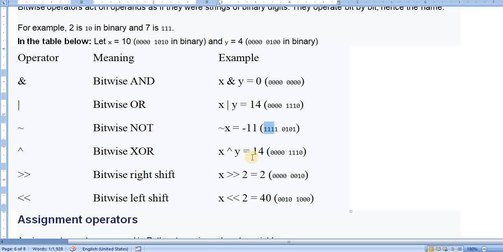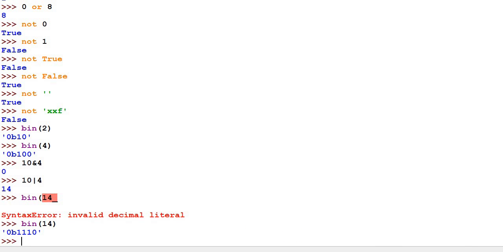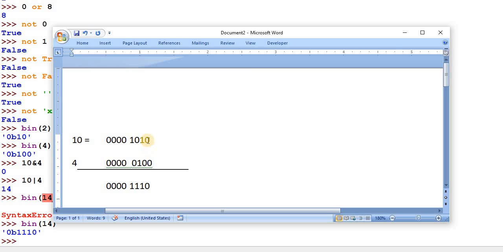Bitwise XOR operator. In the bitwise XOR operator, if the number of true bits is odd, it returns the true value, otherwise it returns false. So here you can check the XOR operator. Here it will return 1, and here 0, because the number of 1 bits is odd, because the number of 1s is only one, so it is odd, so it returns true.